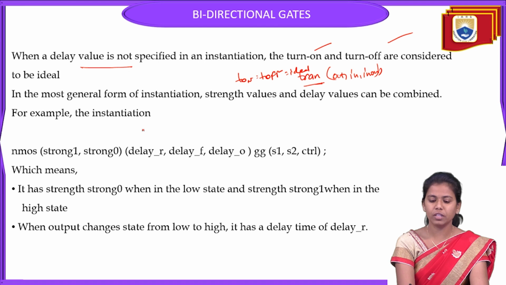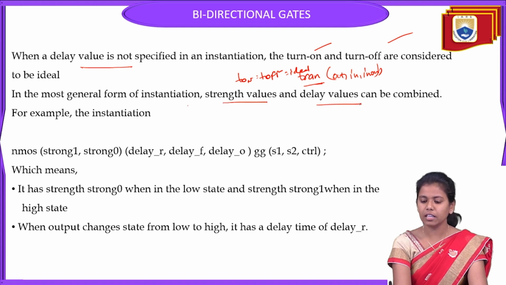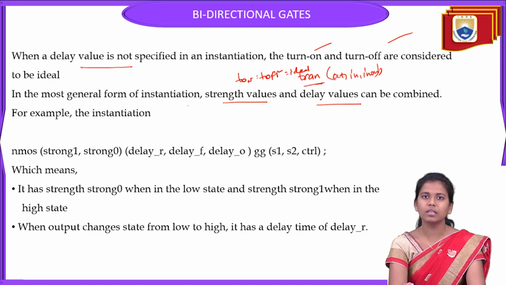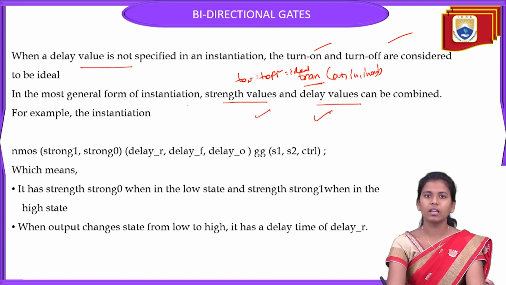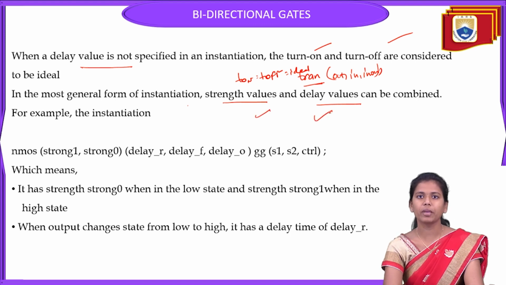In the most general form for the instantiation, signal strengths and delay values can be combined. So here, in most of the cases, when you are representing transistors, switches and gates, in the instantiation we will be representing the signal strength and the delay values. Okay, so this topic is about the instantiation of the signal strengths and delay values, right? So here, in most of the cases, if the delays are 0, there is no need to represent the delays. But in some cases, there is a possibility to represent the signal strength as well as the delays.